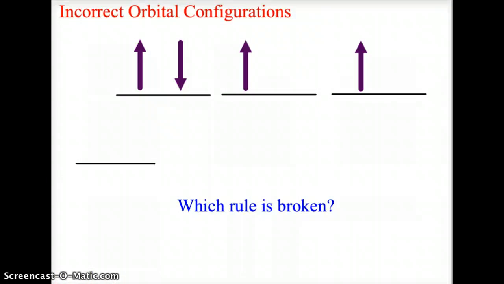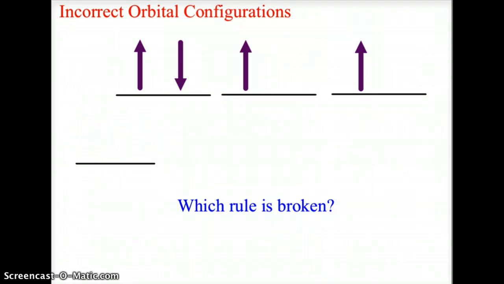So let's look at a couple of cases where these rules are being broken. So which rule is being broken here? So take a moment, think of the 3 principles I just went over, and decide which one is being broken here. Hopefully you said the Aufbau Principle. And why the Aufbau Principle is being broken here is the lower energy level has not been filled, and we're already filling an upper energy level. So this is the Aufbau Principle. You must fill the lower energy levels before you move to the next energy level.